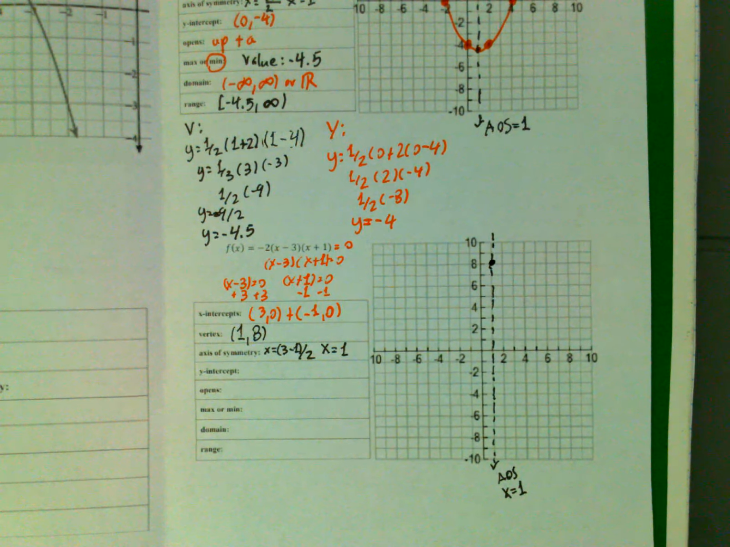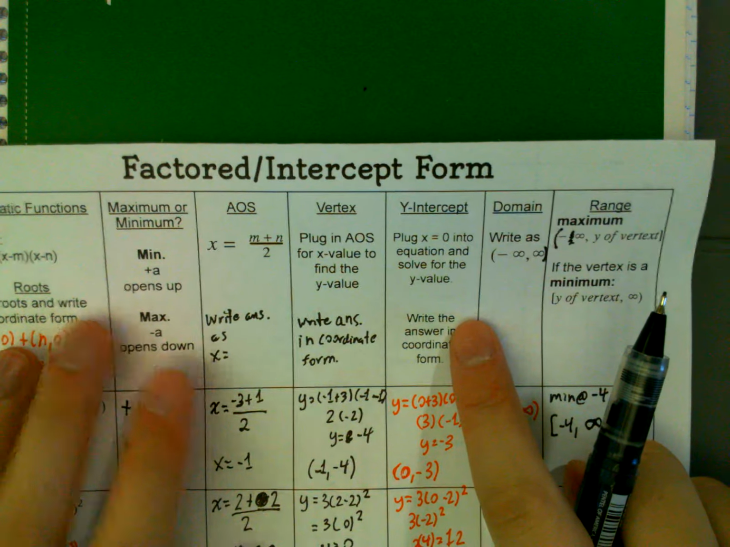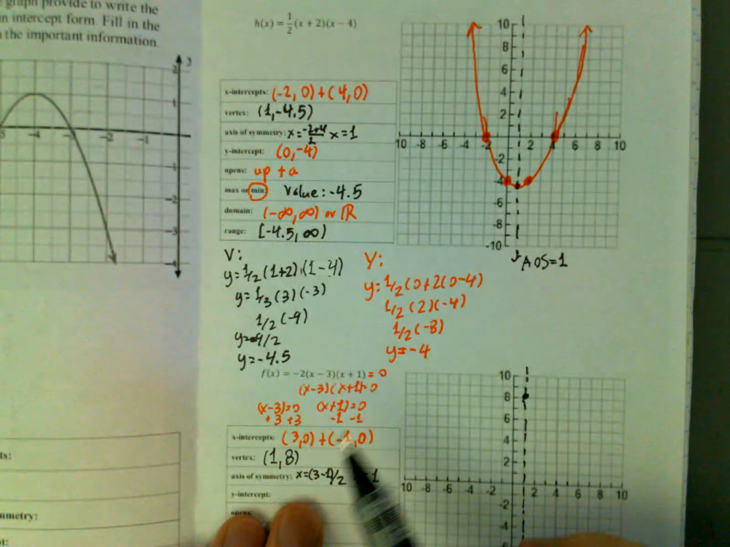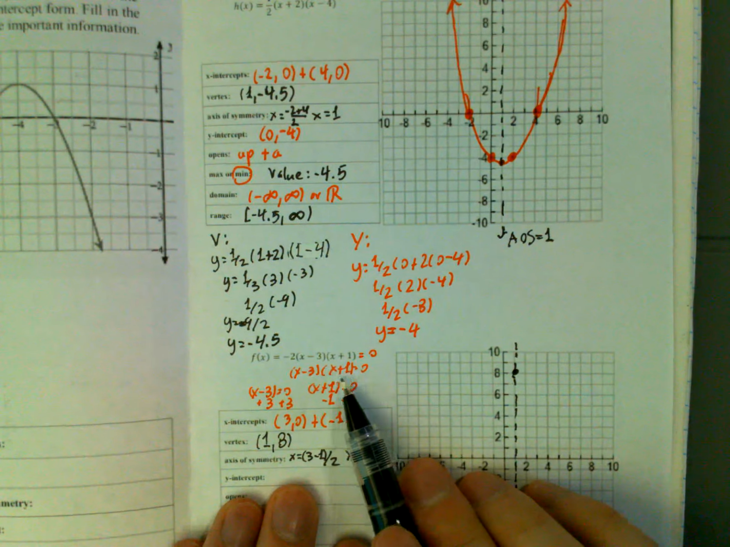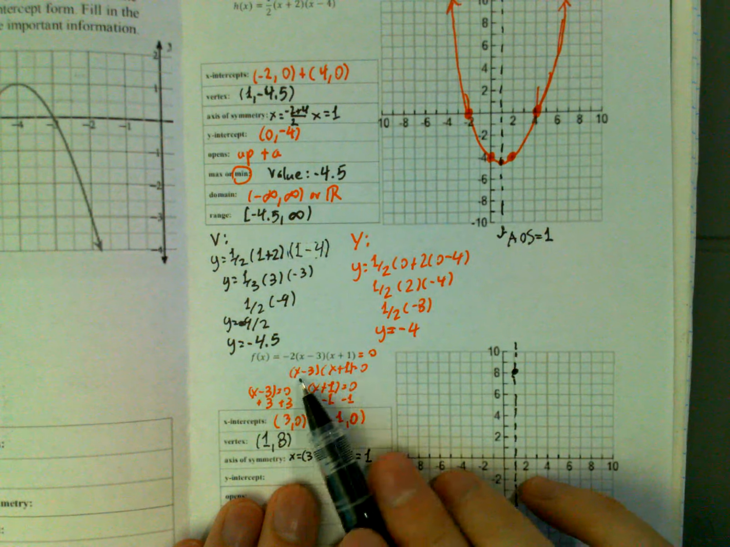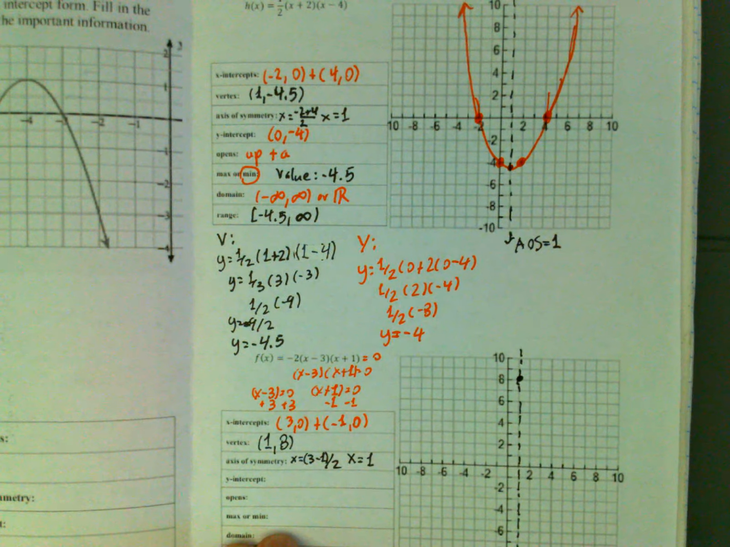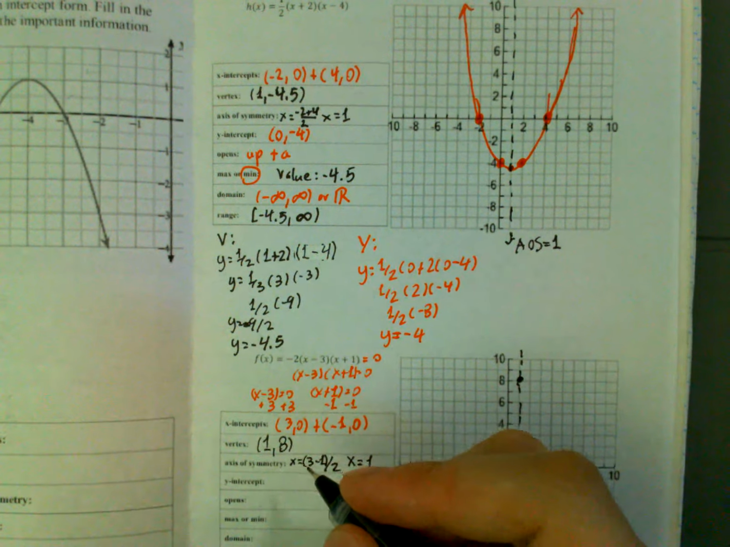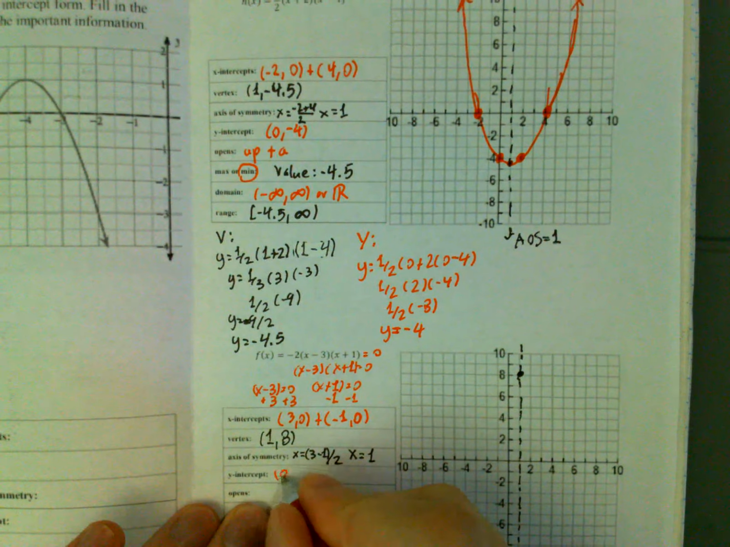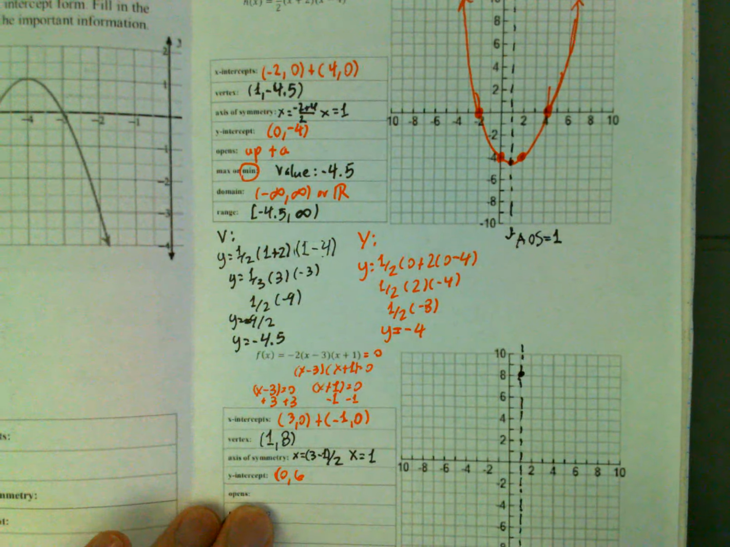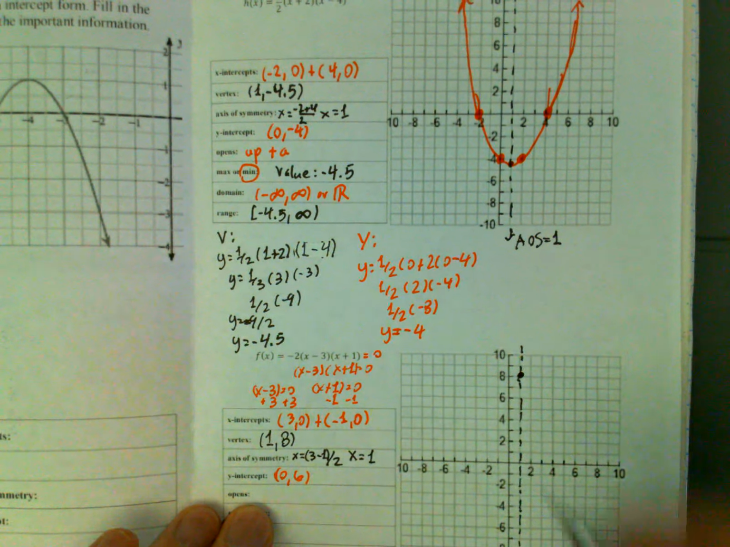For the y-intercept, again, look back to your table. Y-intercept says we have to plug in 0 for x. So this goes negative 3, this goes positive 1. That's going to give me negative 3 times 1, which is negative 3, times negative 2 gives positive 6. Negative times negative. Close though. Positive 6. So I get 0, 6. Go over here and graph it.